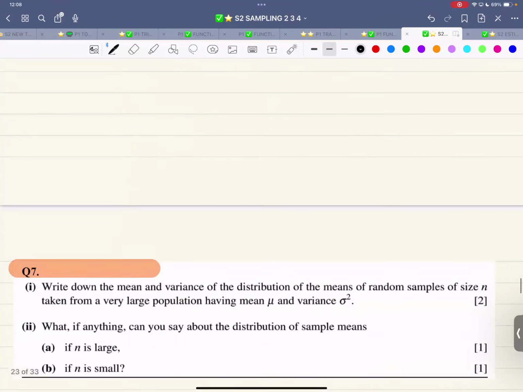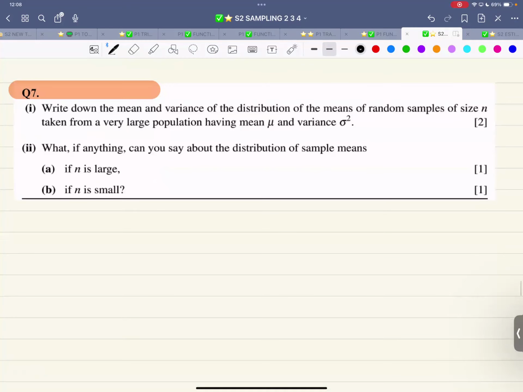All good? Have another look. Write down the mean and variance of the distribution of sample size n. This is exactly like what we did before. X bar follows the normal distribution, mu comma sigma square over n. Write it separately. Expectation of X bar is mu. Variance of X bar is sigma square over n.